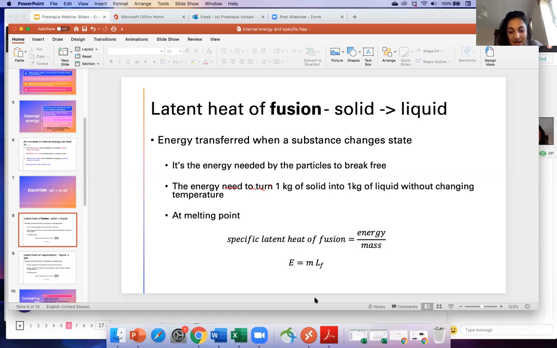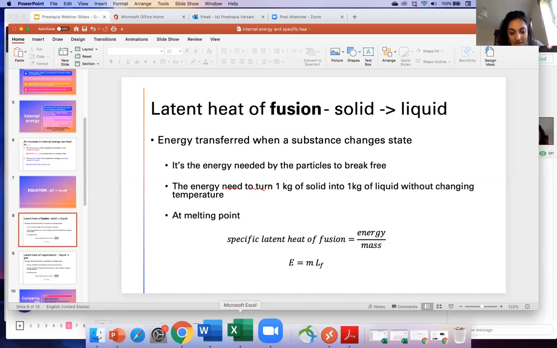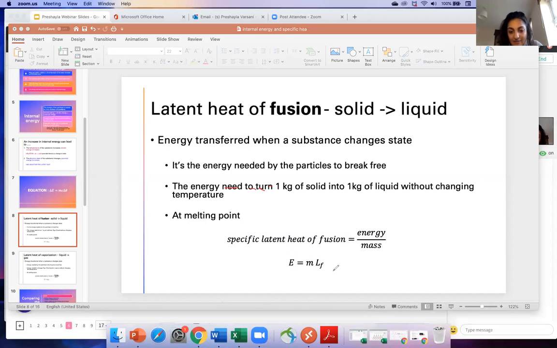Specific latent heat is this symbol here, L_F. So a big L for latent heat and a small f for fusion. So this is the equation that we use. Remember, E is just heat energy.